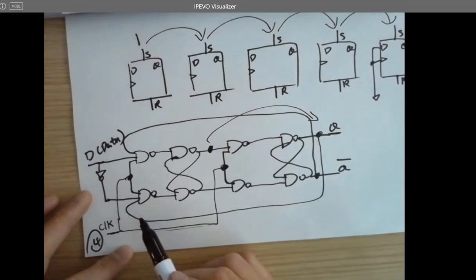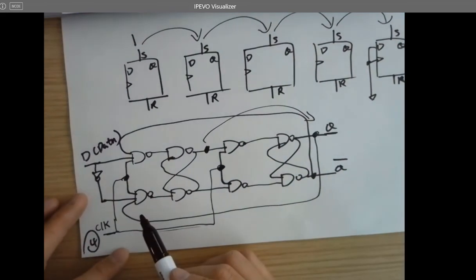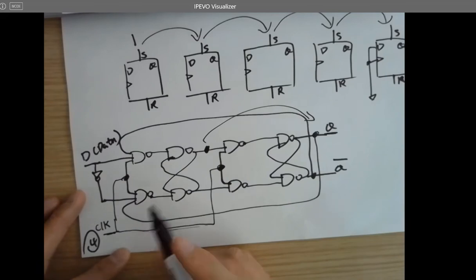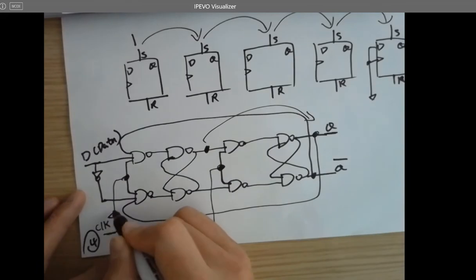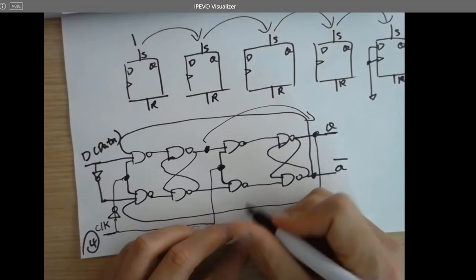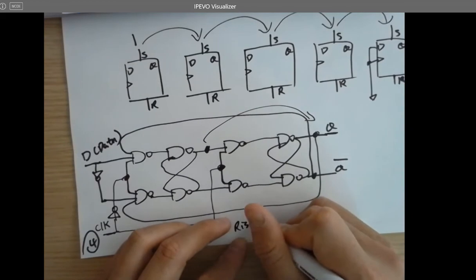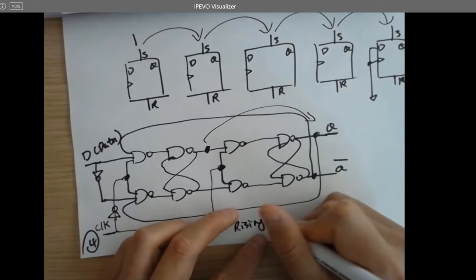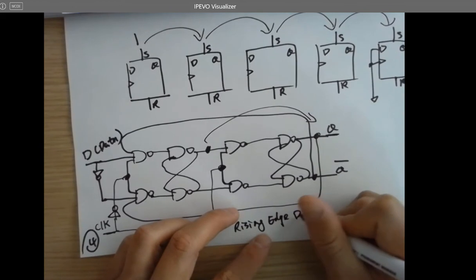But is this correct right now by far? You want to invert, yeah? Is it correct? All right, so this is a rising edge D flip-flop.